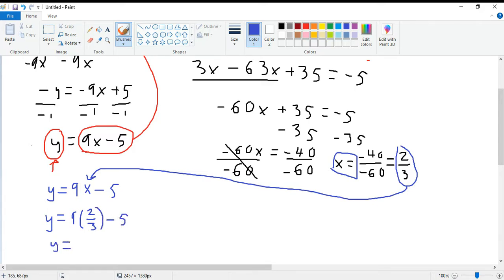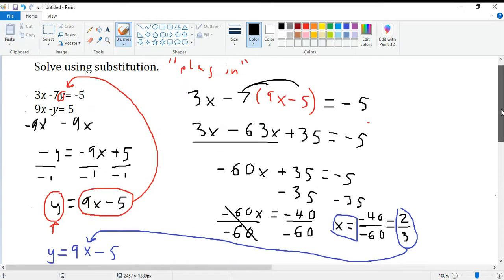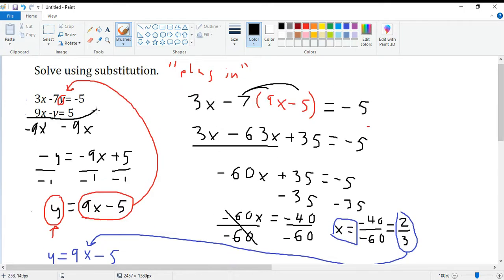Either use the calculator in your head or the calculator that you have on your desk and multiply 9 times 2/3 minus 5, you will end up with y equals 1. To write your final answer, make sure that you write it as an ordered pair, your x first, and then your y.